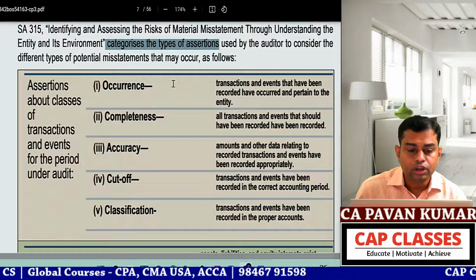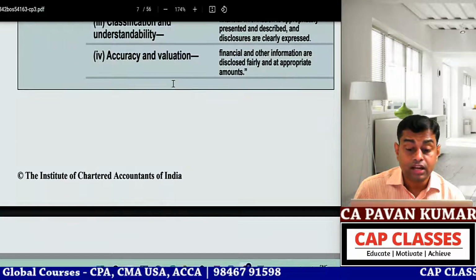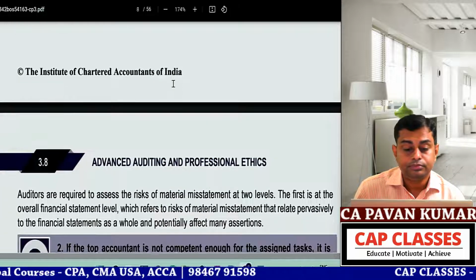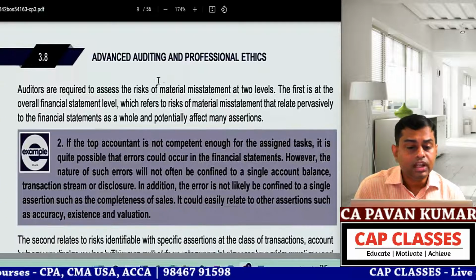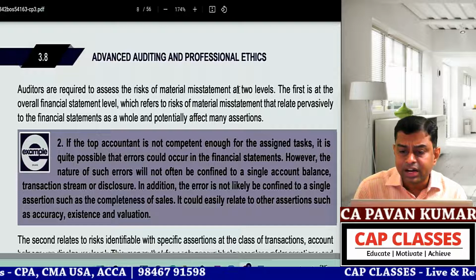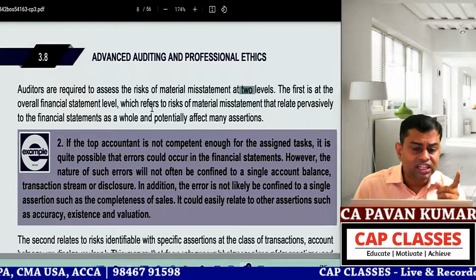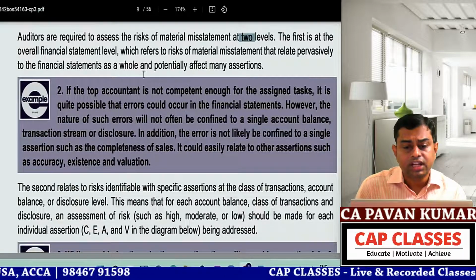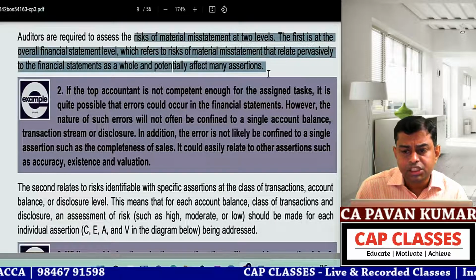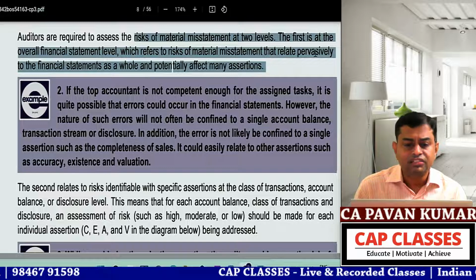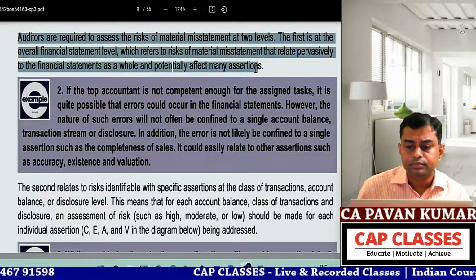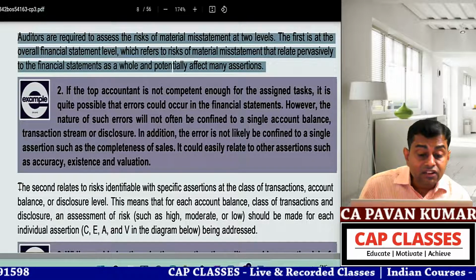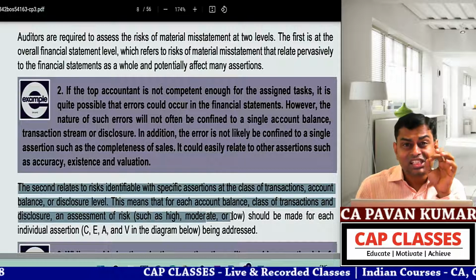Now look here. ICA has given one beautiful chart here. They say auditors are required to assess the risk of material misstatement at two levels. The first is the overall financial statement level. Second one is, see here, this is the same: potentially affect many transactions pervasively. These are the definitions used. The second one is the specific assertion level mistake.